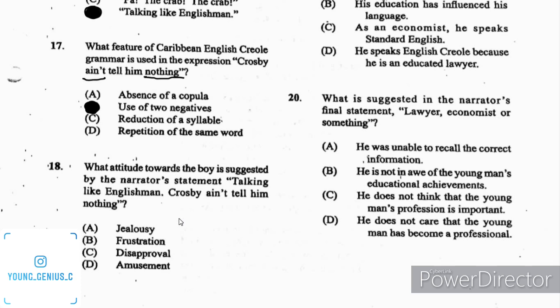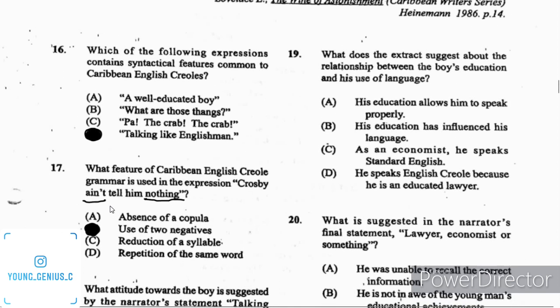Number 18, what attitude towards the boy is suggested by the narrator's statement? Talking like Englishman, Crosby ain't tell him nothing. Jealousy, frustration, disapproval, amusement. Sounds kind of bad-minded still, but I guess I'll choose. Would you say disapproval? I wouldn't go with frustration and I wouldn't go with amusement. Would you say that he didn't approve of the way he was speaking, that's why he ignored him? All right. I'm going to go with A, jealousy. But let me know what you think. I always like to hear your reasoning behind these answers.